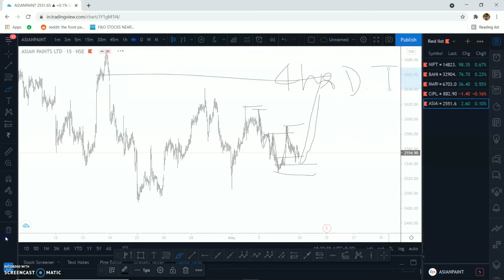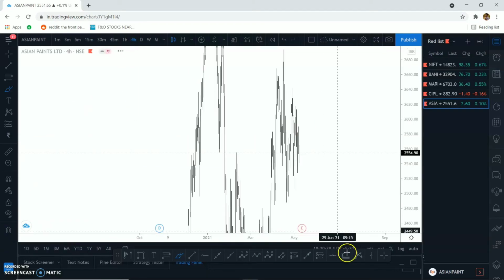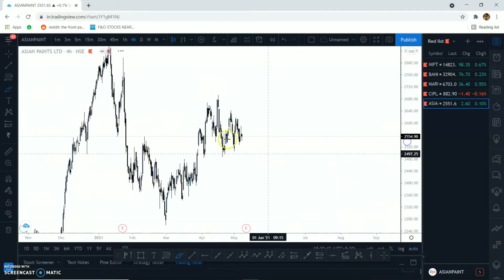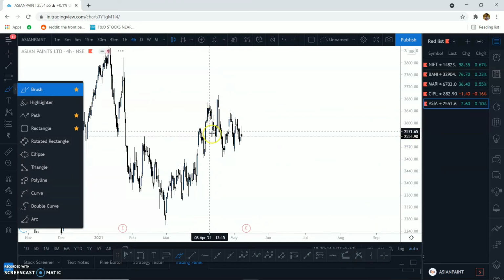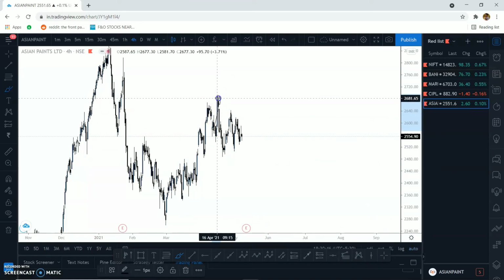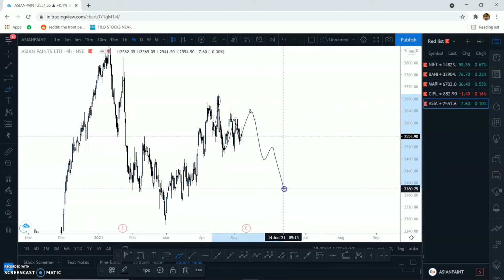If I go to the 4-hour time frame downtrend, let's remove all of this. Let's go to the 4-hour time frame. Here if you see, it created the highest high, a higher high, comes down, probably going to create a lower high here, and then it falls off. This is how things work, right?